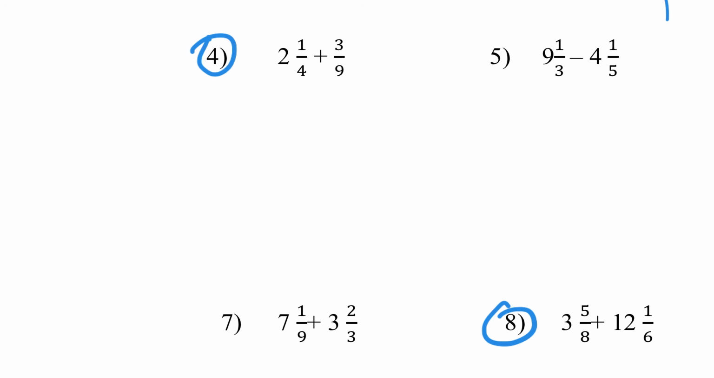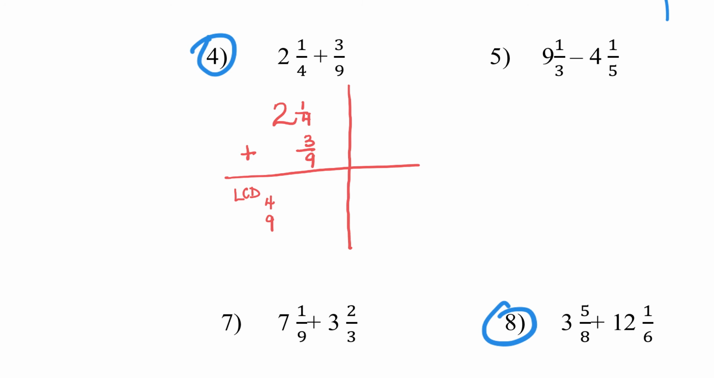Now let's take a look at number 4. Let's set up number 4. We have 2 and 1/4 plus plain old 3/9. And I notice that my denominators are not the same, so I'm going to make my big plus sign here. My LCM or my LCD, I'm going to use the denominators 4 and 9.